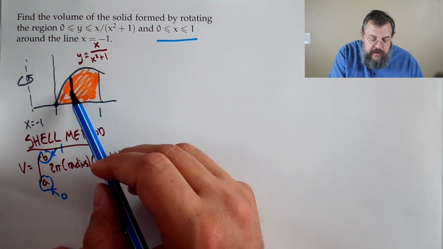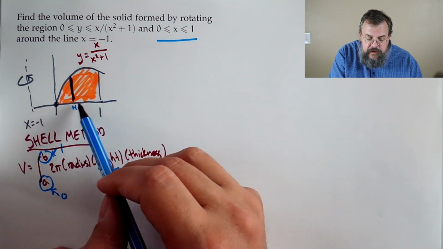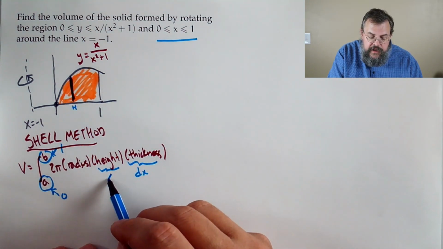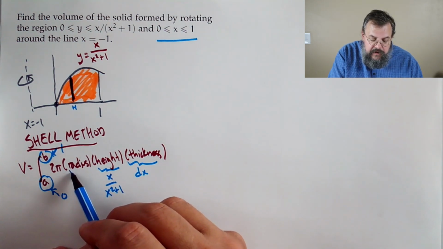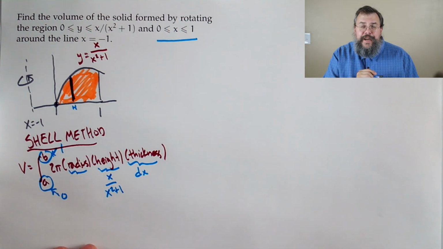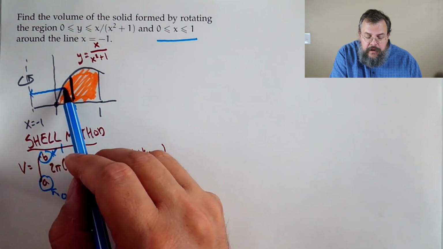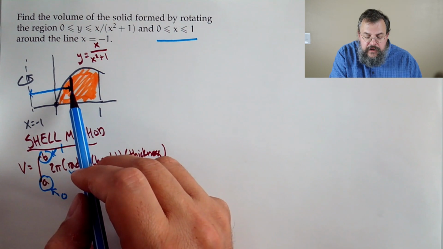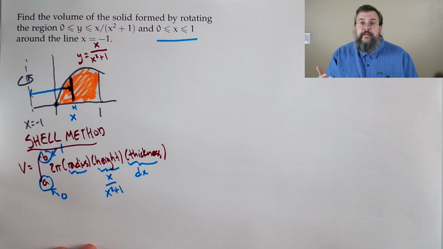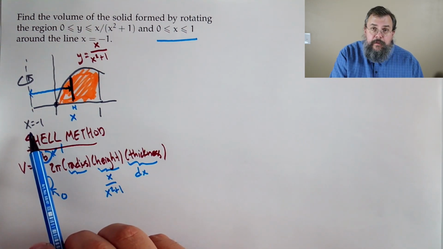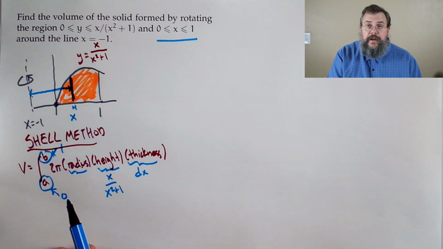Our height is this distance from this curve, x over x squared plus 1, down to this curve, 0. So it's the function x over x squared plus 1. Our radius. Okay, now, I think this one might be the one we need to be careful of. What's our radius? It's going to be from where we're spinning to our slice. Now our slice is at an arbitrary value for x, where we're spinning is at -1. So what's the distance from x to -1?